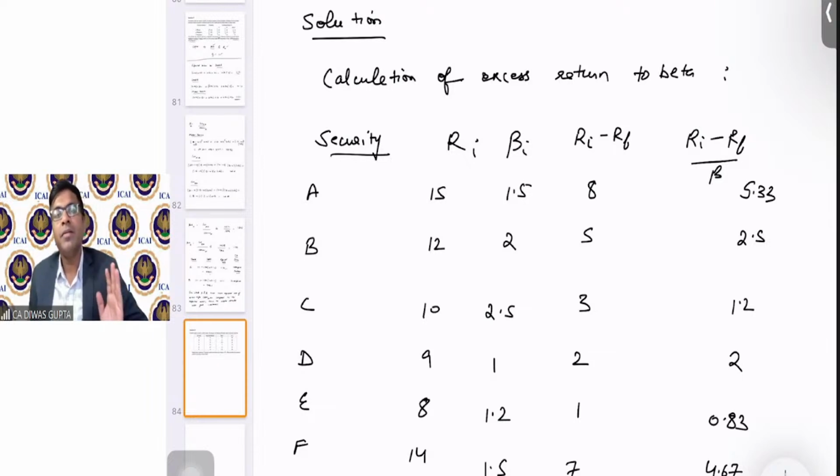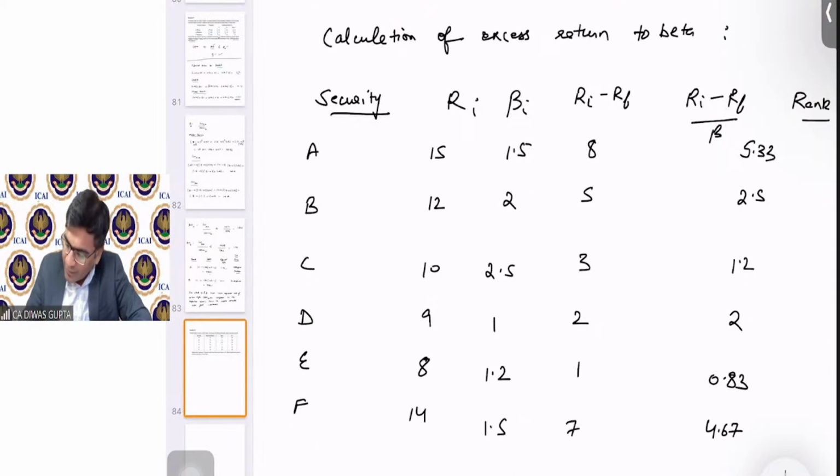The first step is to calculate the Treynor's ratio. And now we have to rank on the basis of the Treynor's ratio. Whichever security has the highest Treynor's ratio will be ranked 1. Then subsequently lower ones will be ranked 2, 3, 4, 5 like that, and the lowest one will be the last rank. So the first rank here is actually, okay, 5.33 is the biggest one, right? So this is the first rank. Then the next higher number is 4.67. Then 2.5.